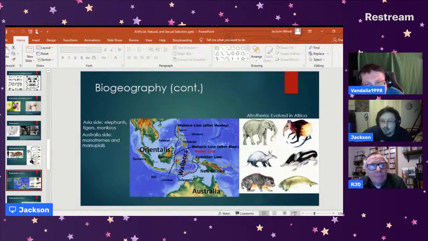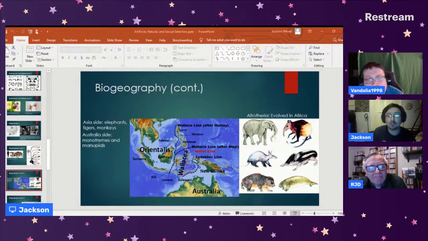Yeah. So, can we get on that slide? Yep. Okay. So, Wallace's line. Wallace's line. So we have, again, another example. So more biogeography. Natural selection was kind of the gateway drug to biogeography. And now here we are talking about all sorts of different biogeographic patterns.